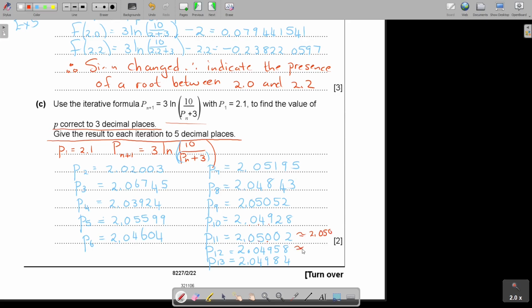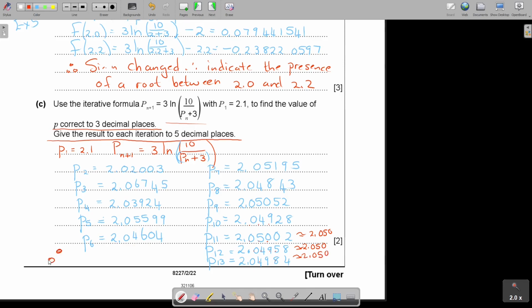2.050. Okay, let's just test this one. 1, 2, 3, that 5 makes this one 0.5, so it's 2.050. Did you see that? It's stabilized. And then 1, 2, 3, that one makes it 2.050. So you can basically just write it there and see.